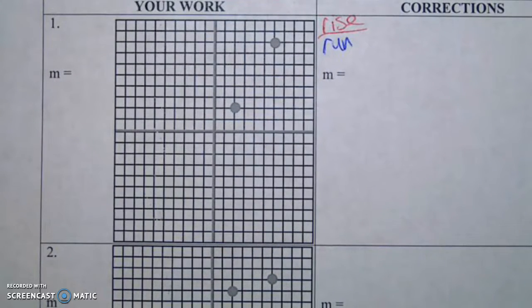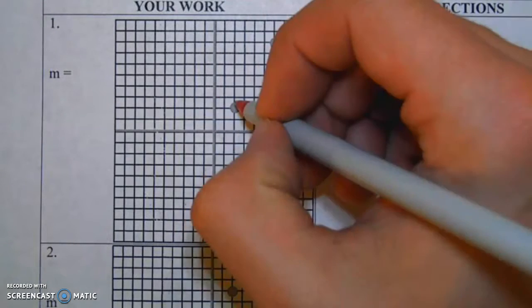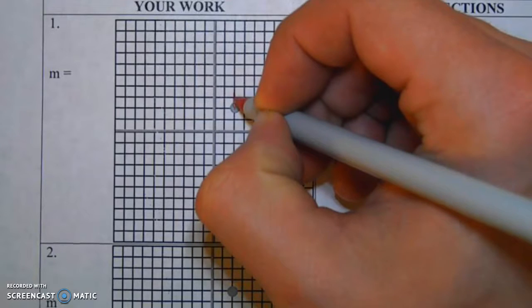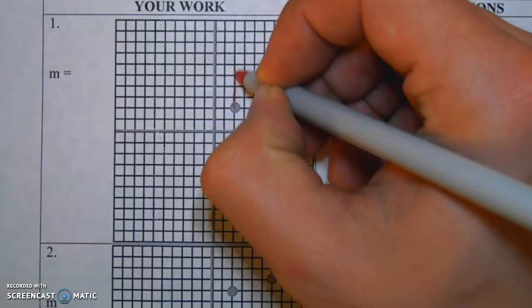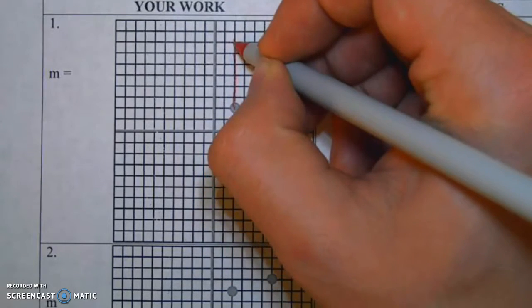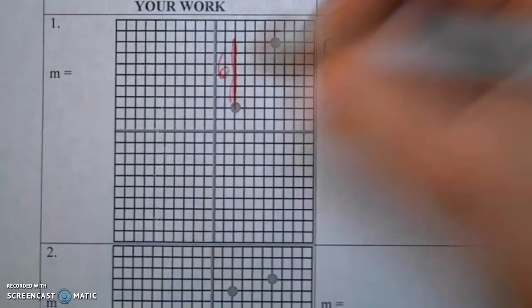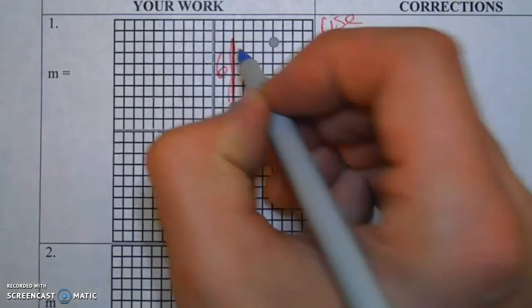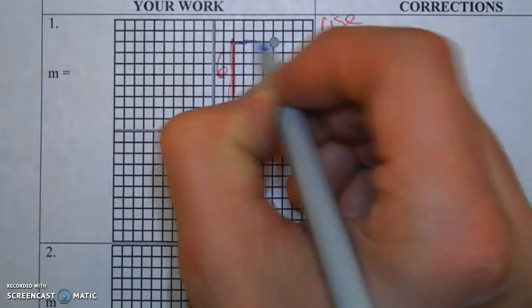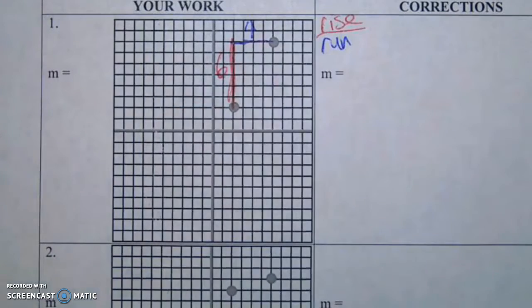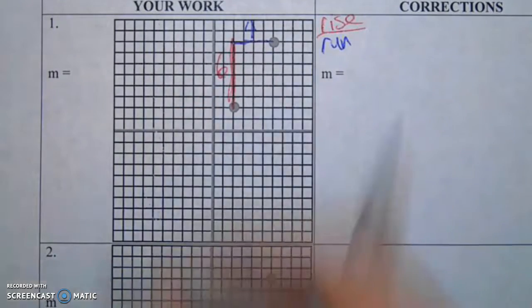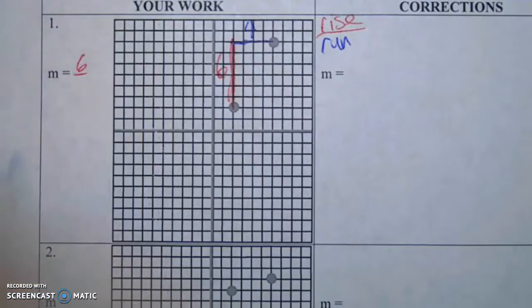So the first thing we're going to do on number 1 here is we're going to count from one point to the other. Again, it doesn't matter which point, you could draw the triangle on either side. I always like to start on the leftmost though and see how far up it goes. So it rises 1, 2, 3, 4, 5, 6. So on this one the rise is 6. And the run goes from there over 1, 2, 3, 4. So my fraction should technically be 6 over 4.